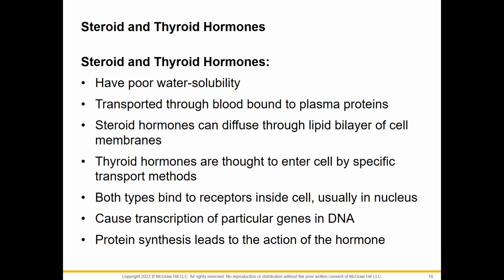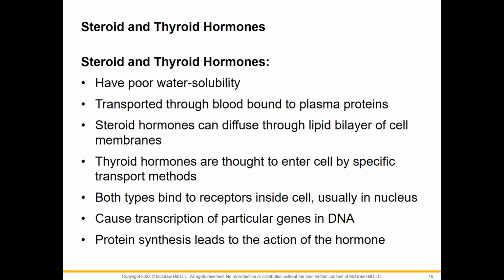blood vessels. So, in order for that not to happen, what the body does is it binds those steroid hormones to other proteins that are found dissolved in the plasma. Because they are now bound to the proteins in the blood plasma, they're able to go throughout the body freely.